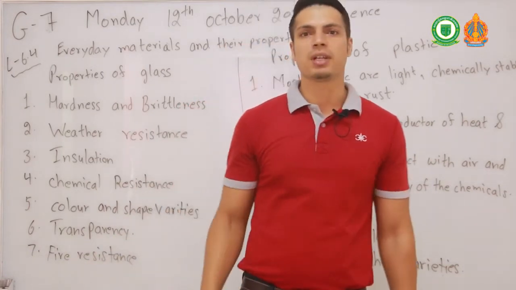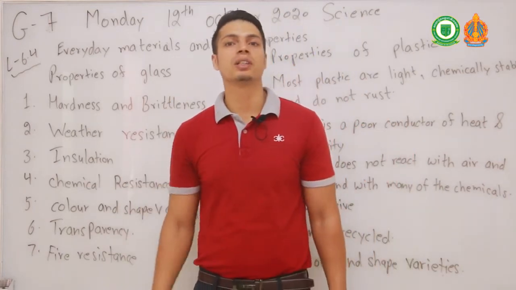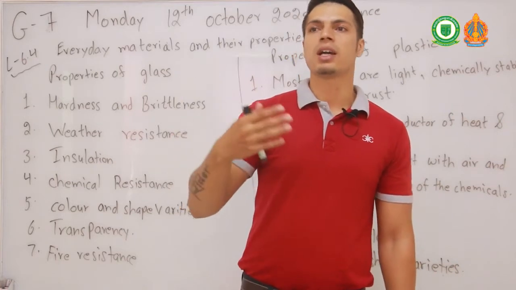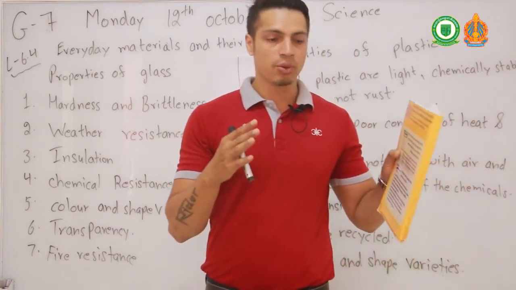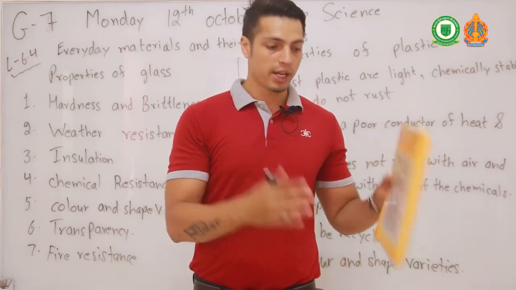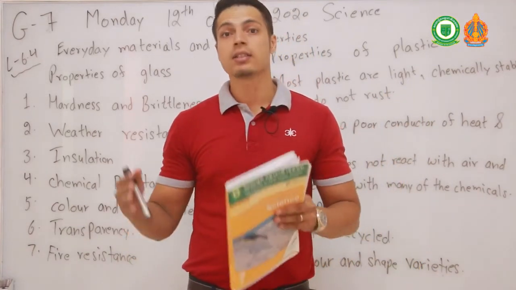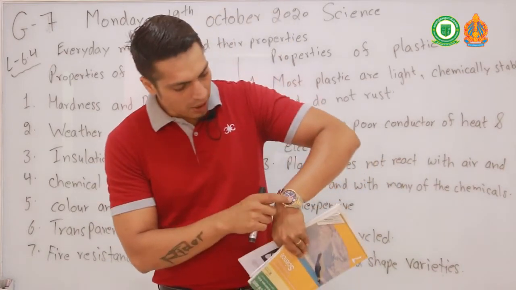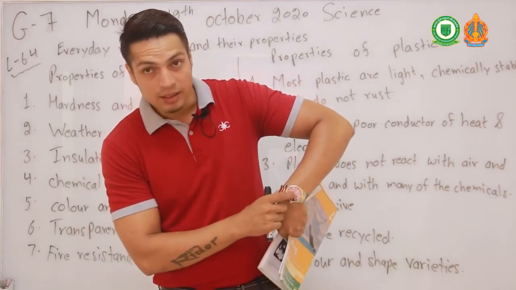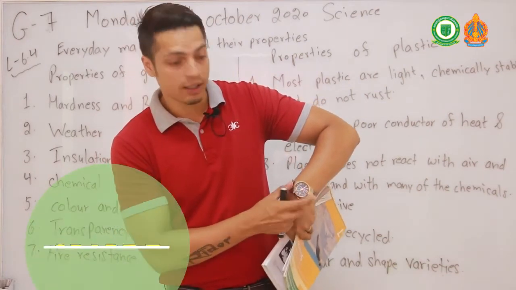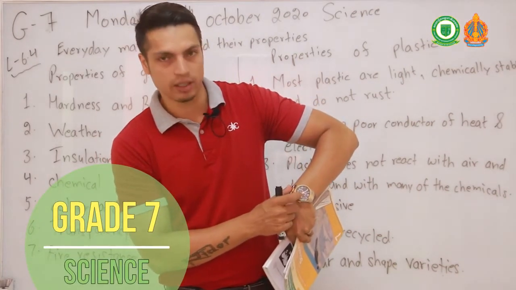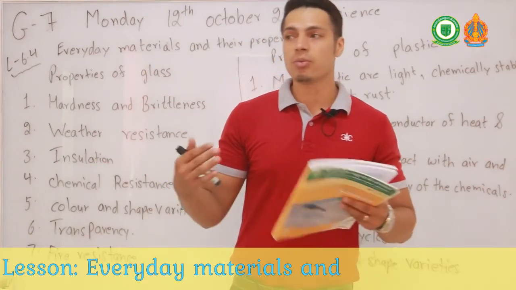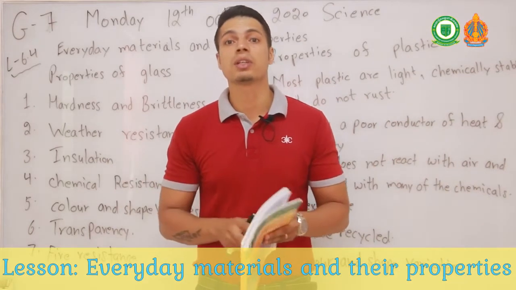What does transparent mean? Transparent means can be seen through. Water is transparent, we can see through water. Anything that we can see through is transparent. My watch has glass, that's why I can see the time inside the watch, because it's transparent. Water is transparent too. Anything that we can see through is transparent.